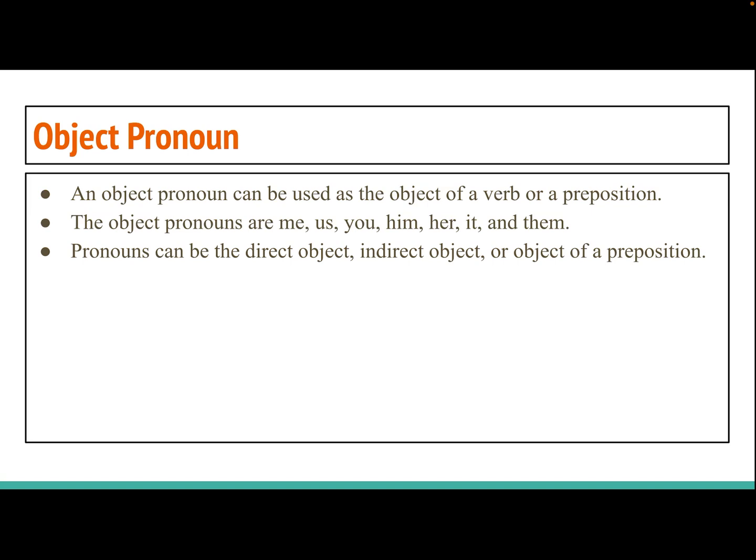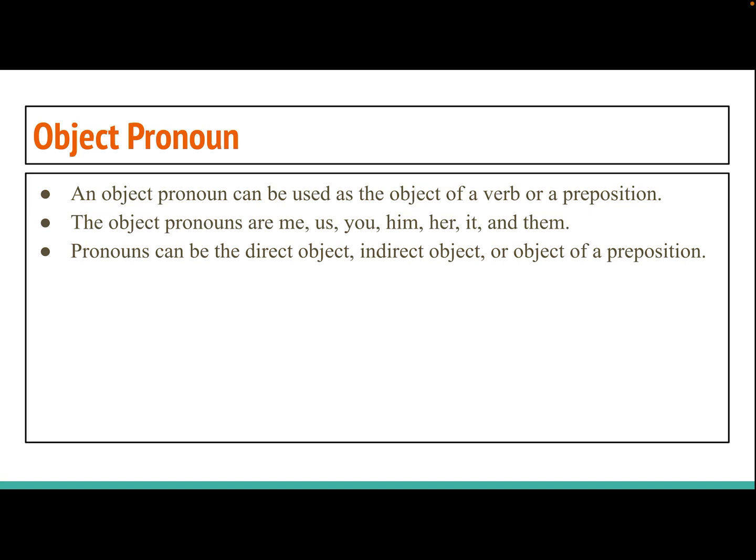Object pronouns are a little more tricky. It's when a pronoun is used as the object of the verb or of a preposition. The pronouns that we can use as object pronouns are me, us, you, him, her, it, and them. Those are the only pronouns that will be used as object pronouns. Me, us, you, him, her, it, them.